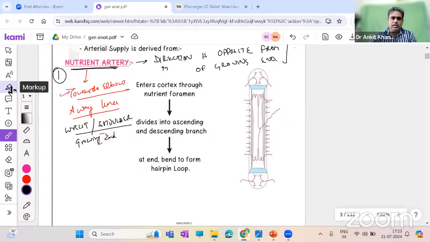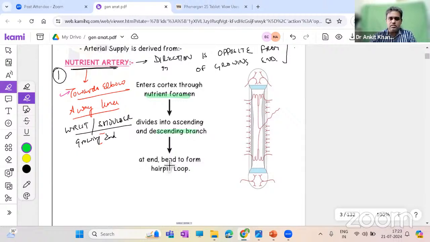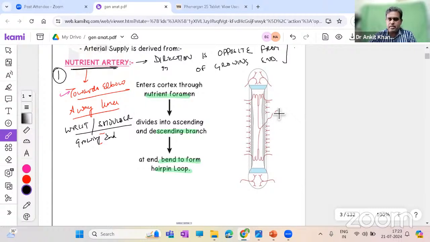The nutrient artery, what they are saying over here, enters the cortex through the nutrient foramen, divides into these branches, and at the ends they form a hairpin loop. So in this image, this over here is the end of the nutrient artery. You can look over here, they are forming the hairpin loops. But this is till the growth of the bone is completed, because here this blue color is what? This is your epiphyseal line. Here it is your epiphyseal line. That is, the length of the bone is yet to be fulfilled. It is a growing phase. Therefore, the blood vessels will form a hairpin loop over here. And which area is this? This area is actually the metaphyseal area.